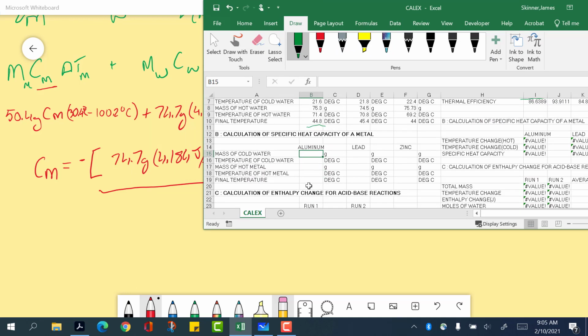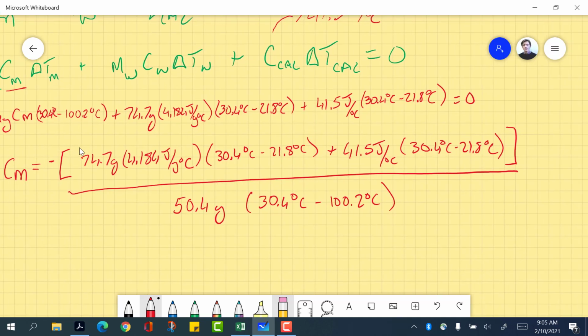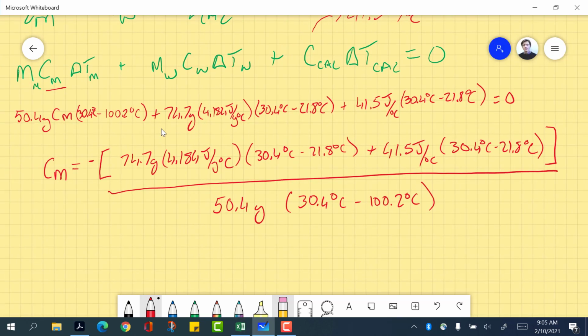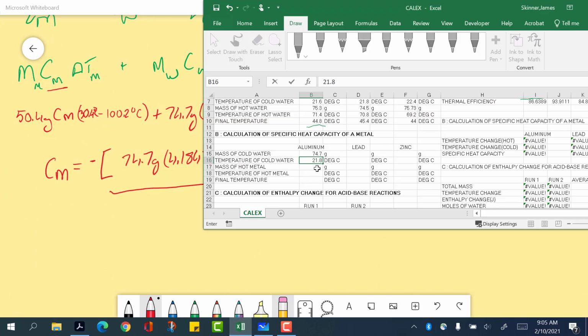the mass of the cold water as 74.7, the temperature of the cold water initially was, what was that, 21.8, and the mass of the hot metal was 50.4. Temperature of the hot metal initially was 100.2, and then it decreased to 30.4 there.